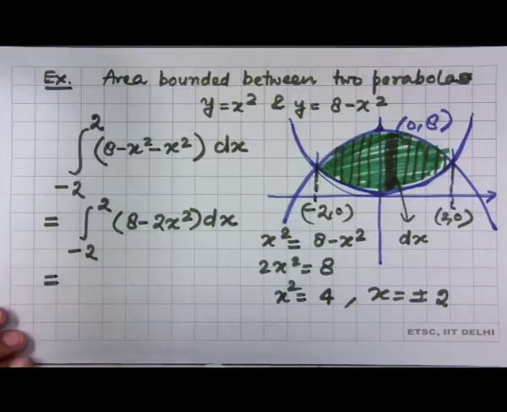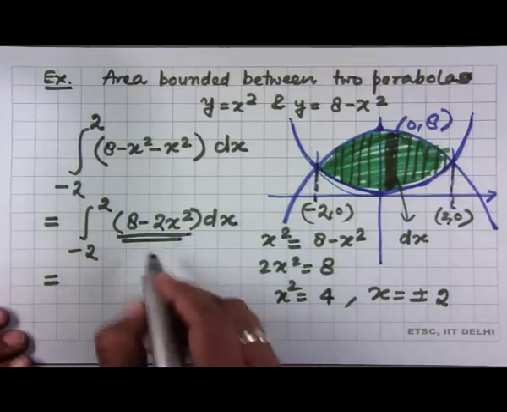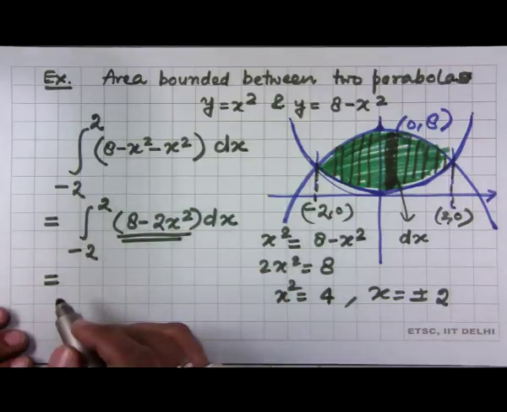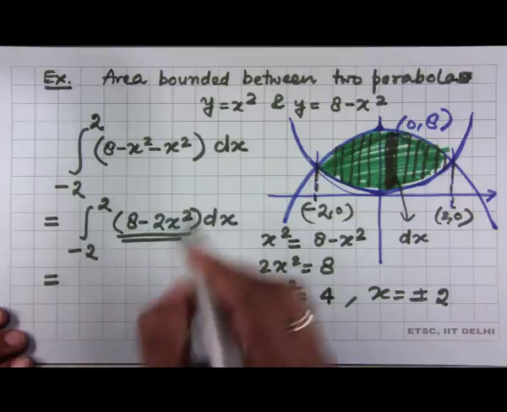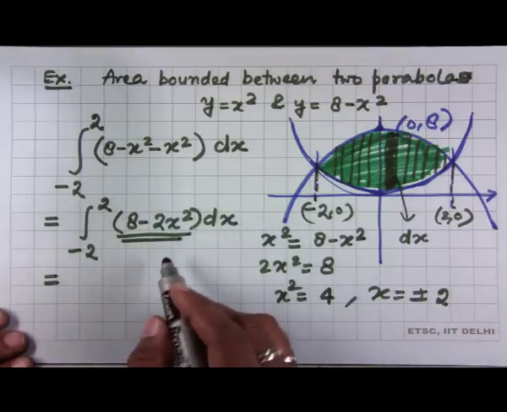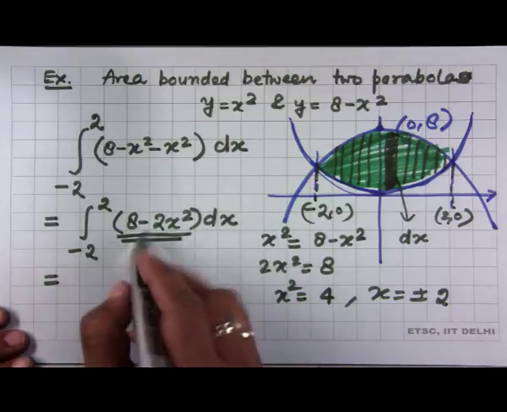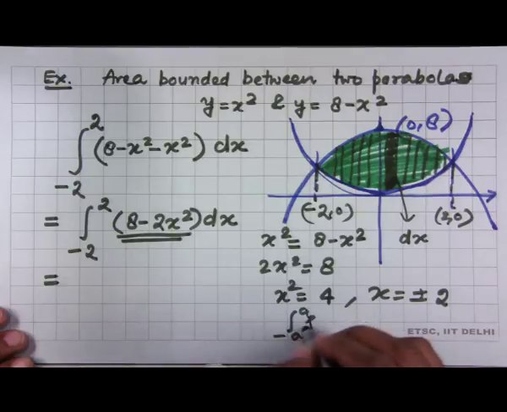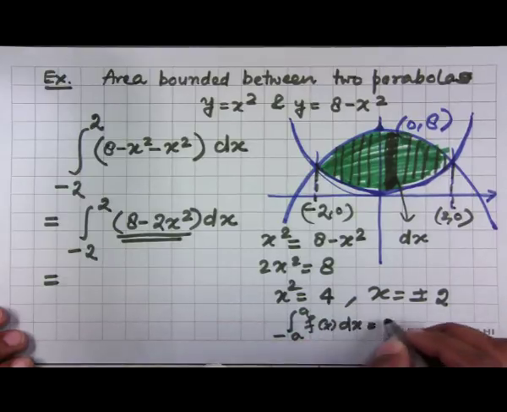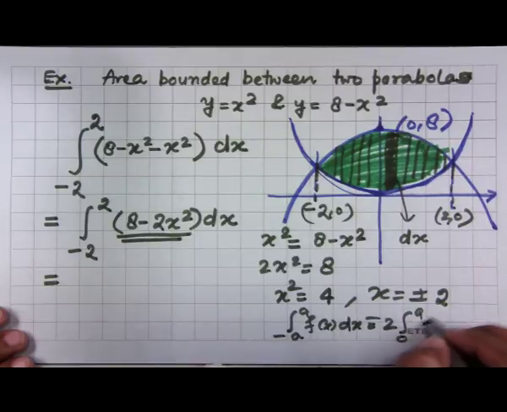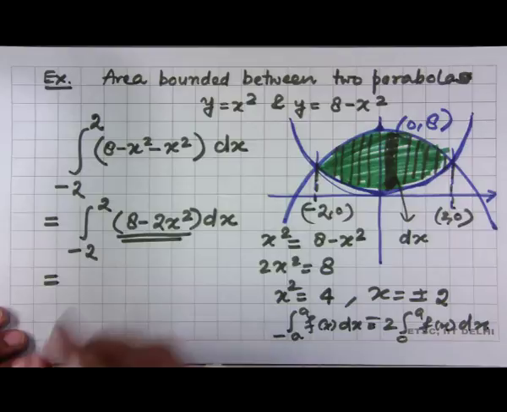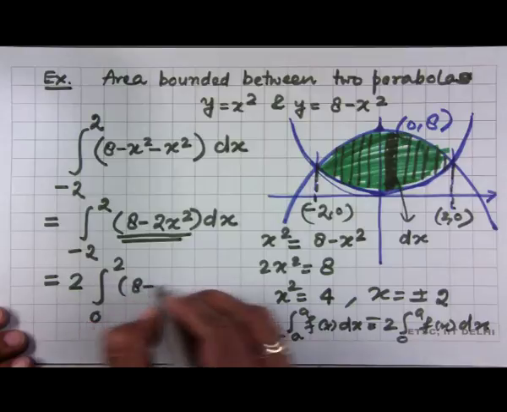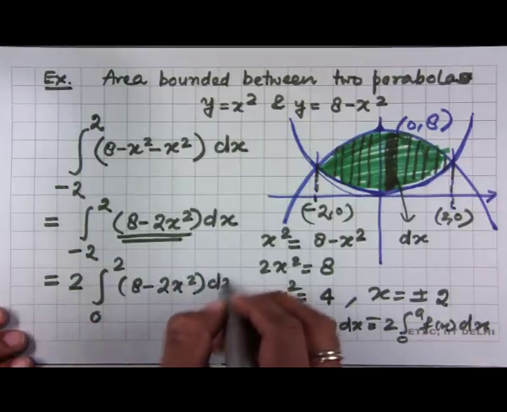If you replace x by minus x, you can see that the sign of this integrand will not change, and f of minus x is equal to f of x. Therefore it is an even function. So you can use the property of the definite integral that the integral from minus a to a of f(x) dx is twice the integral from 0 to a of f(x) dx. So therefore we can write this as 2 times the integral from 0 to 2 of 8 minus 2x square dx.